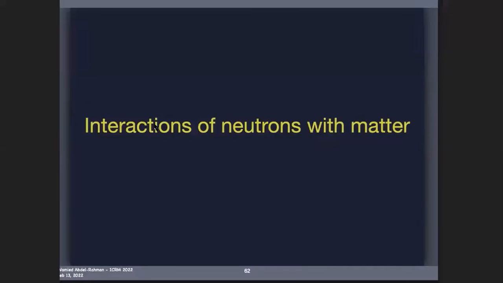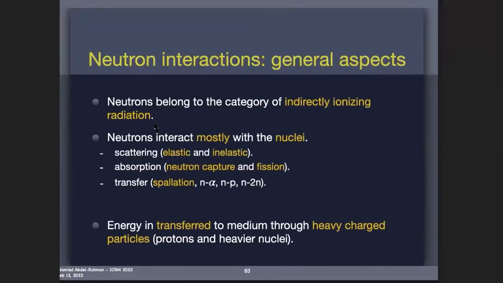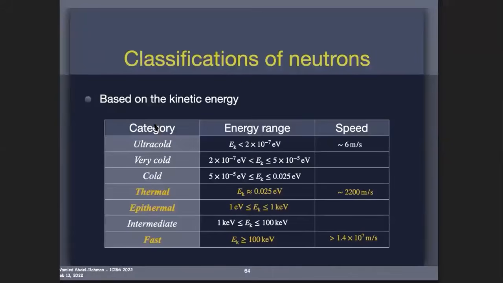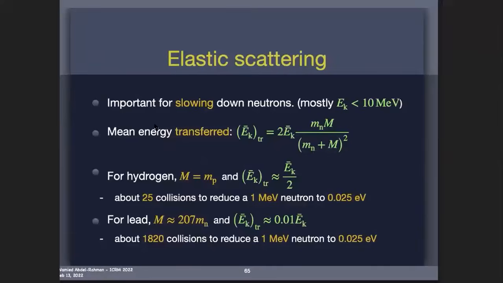Okay, then just very quickly, the interaction of neutrons. The neutrons are classified into different types depending on their kinetic energy. And the most important interaction for us is going to be elastic scattering of the neutron with the nucleus.